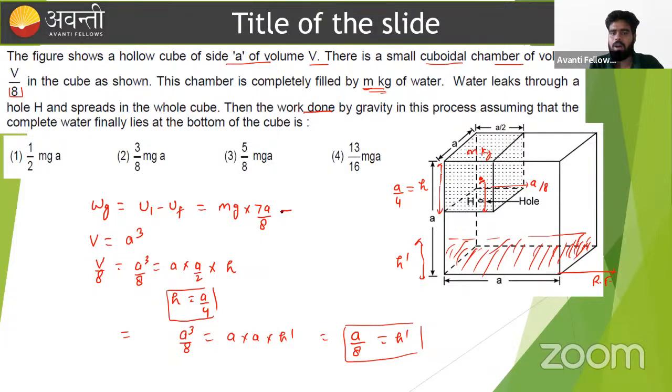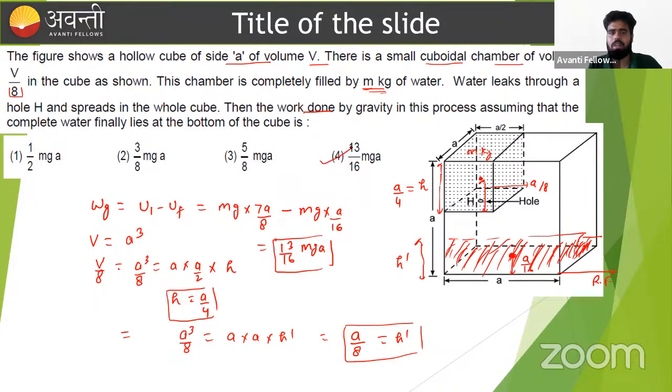Minus what is the final potential energy? Final potential energy, the final condition of water is distributed something like this. Mass is m, g. What is this height? Because the center of mass of the water is at this point, and this distance from here is A by 8, half of A by 8, that is A by 16. We can say that is A by 16. If we solve this value, what will we get here, beta? We will get 13 upon 16 mgA. So this is the work done by gravity, or we can say minus times the change in potential energy of water.